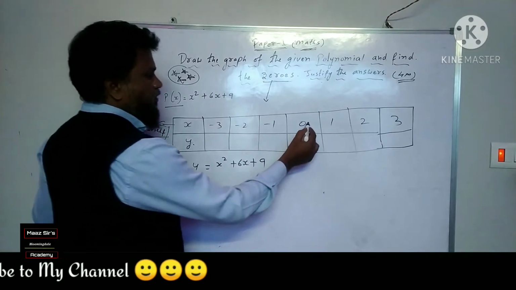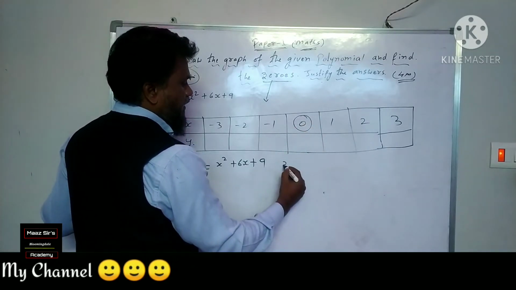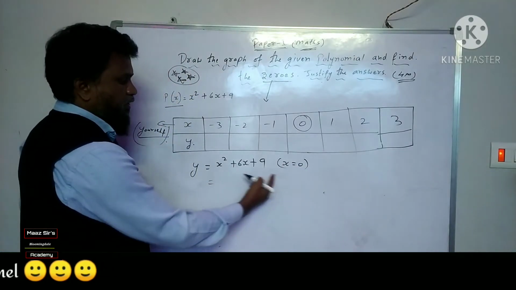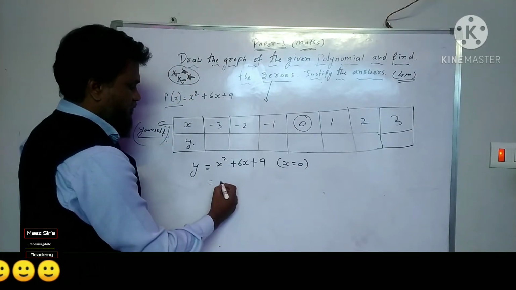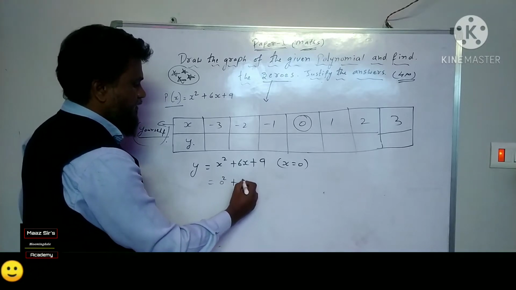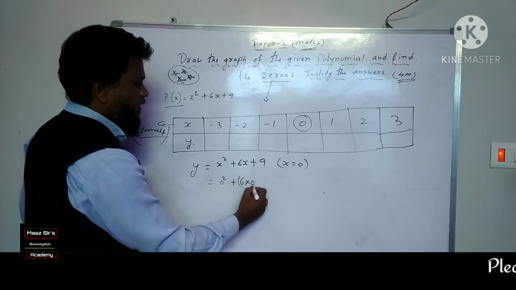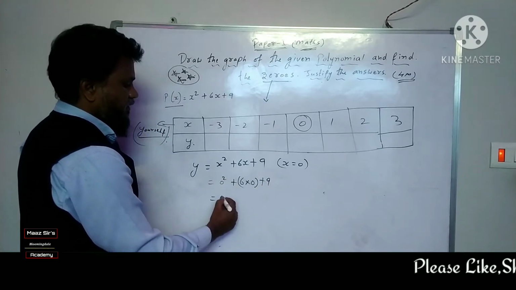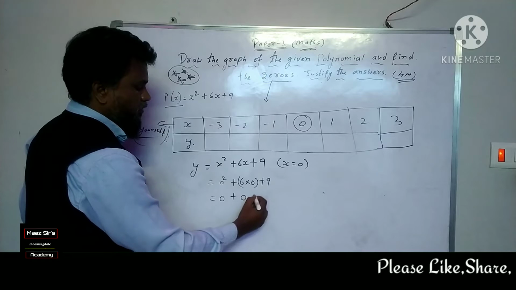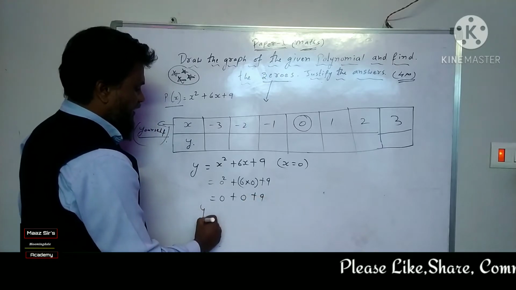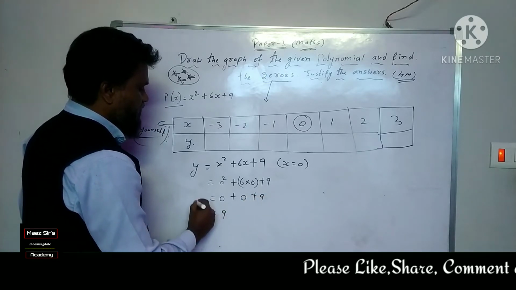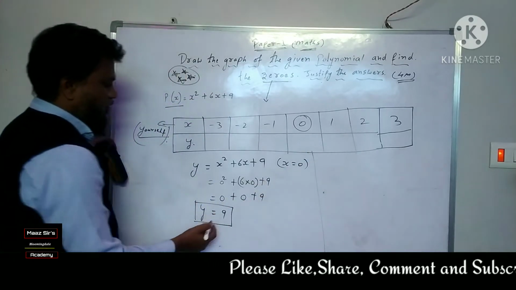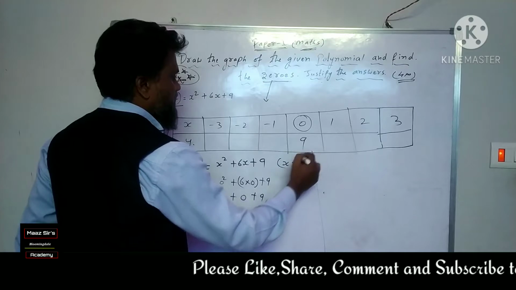Now we will do the calculation for x is equal to 0. That means we are placing 0 in the place of x. 0 square plus 6 into 0 plus 9, which is nothing but 0 square is 0, 6 into 0 is 0, plus 9. So what are you getting? y is equal to 9. So for x is equal to 0, we are getting y is equal to 9.